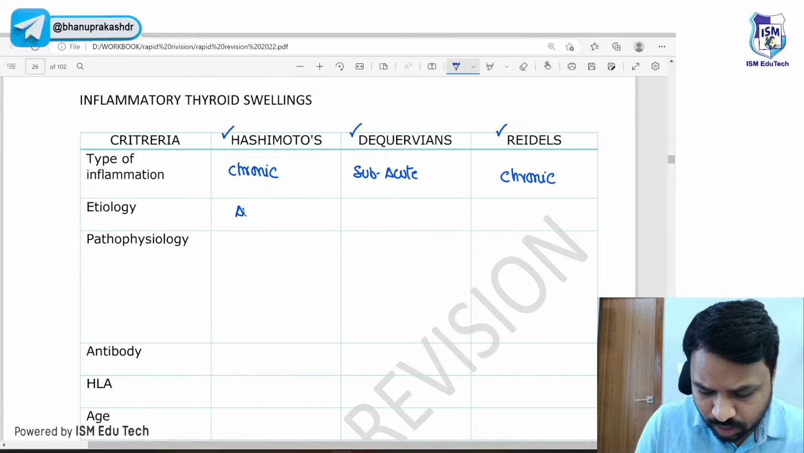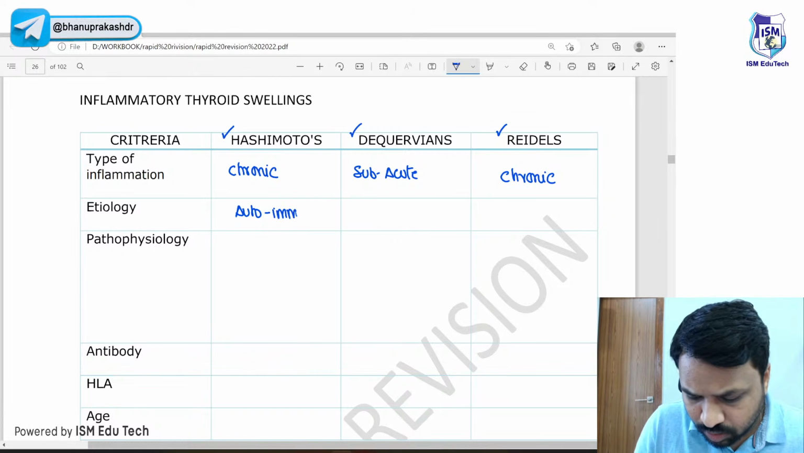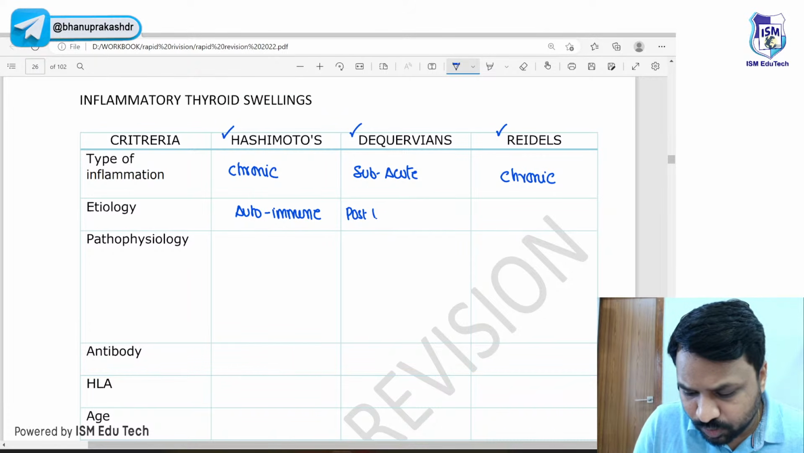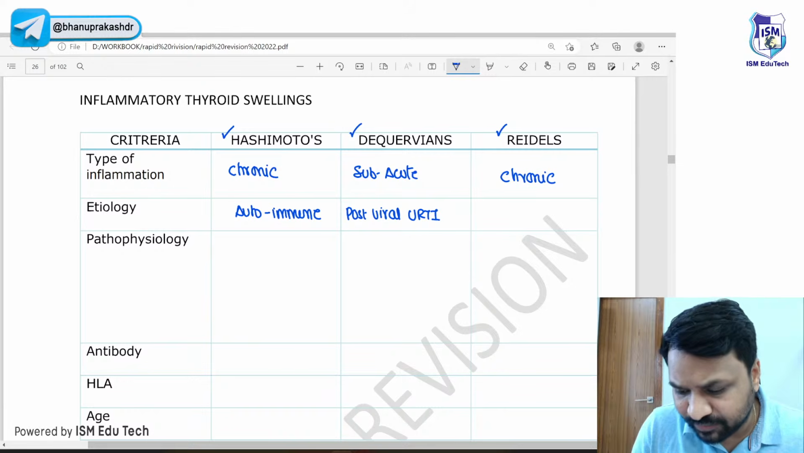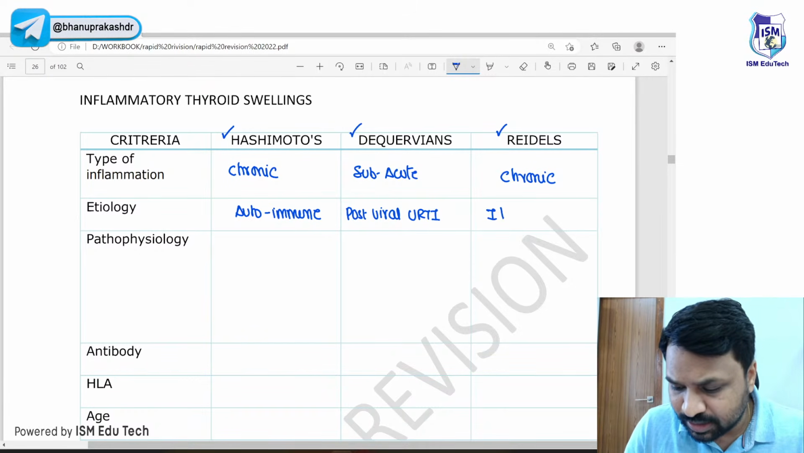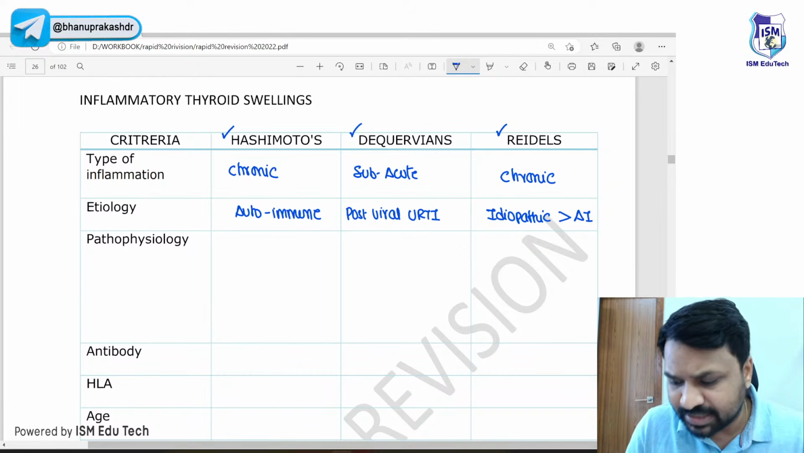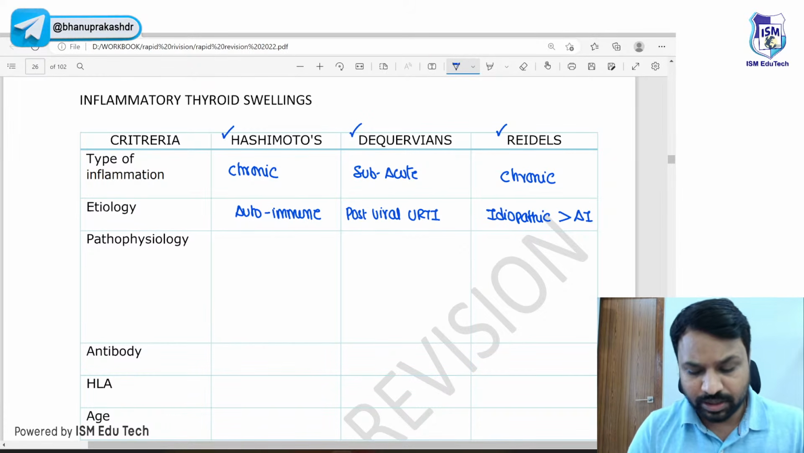Hashimoto's is autoimmune in nature. De Quervain's is basically post-viral upper respiratory tract infection. Riedel's is idiopathic. The majority of them are idiopathic. If not, then autoimmune. AI stands for autoimmune. It could be autoimmune as well.